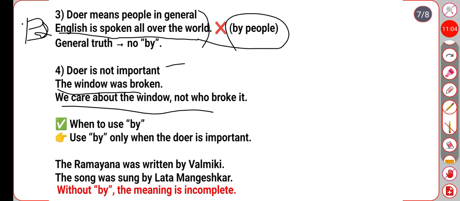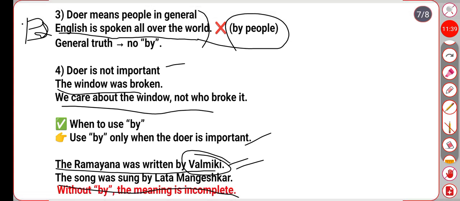And I have given here an example of when to use by. When the doer is very important, in this situation we use by. You see, Ramayana was written by Valmiki. It is very important who has written it. That's why we have to write it. Otherwise, no need. Without using by, the meaning will be incomplete. That's why we need to write by.